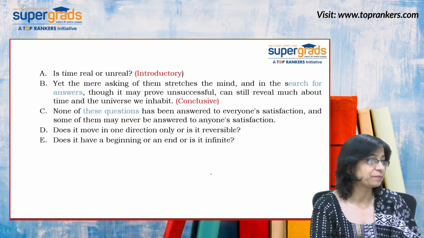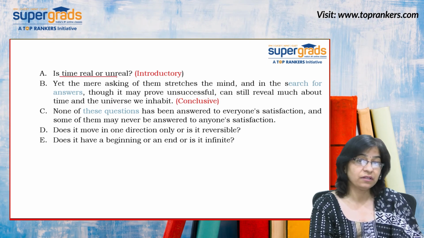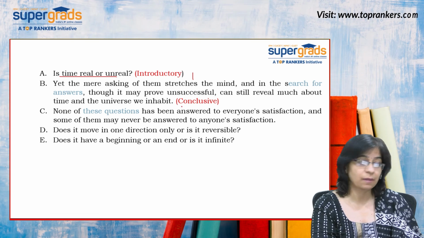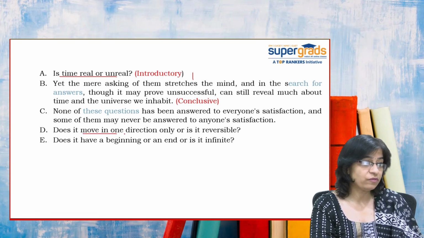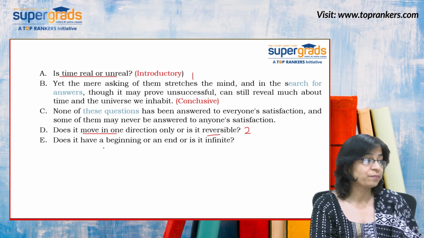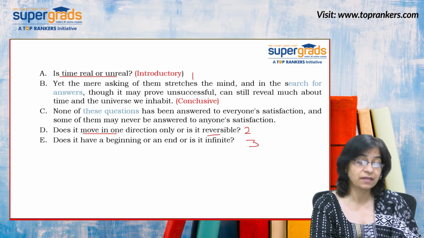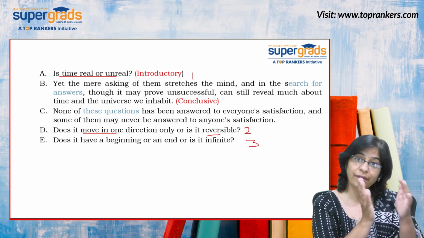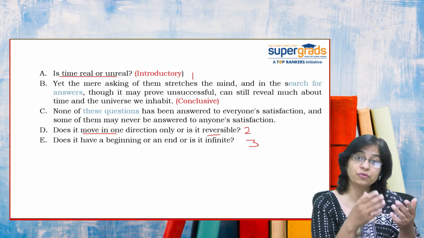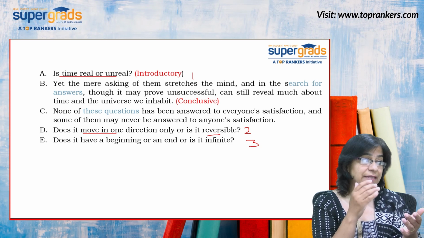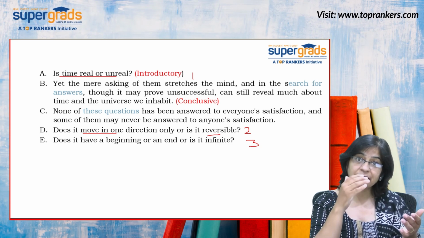Then, see. Is time real or unreal is a broad opening statement. So this becomes your sentence number one. Now, does it move in one direction or is it reversible? Clearly becomes sentence number two. Does it have a beginning or an end, or is it infinite? Generally, the writer tends to put all the rhetorical questions together to put emphasis on whatever he's trying to say. So, sentence A, D, and E become your first, second, and third statement.